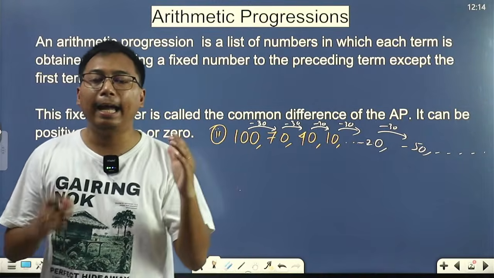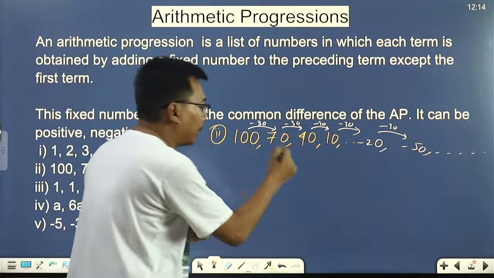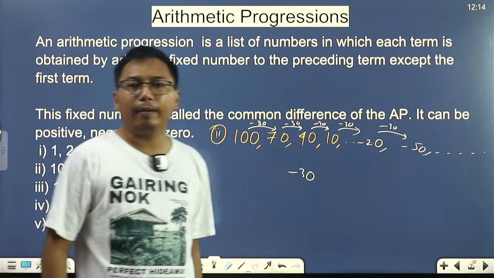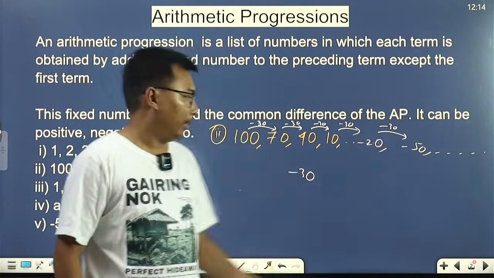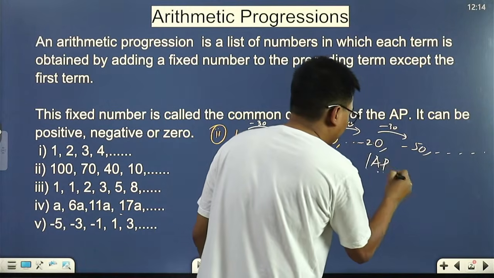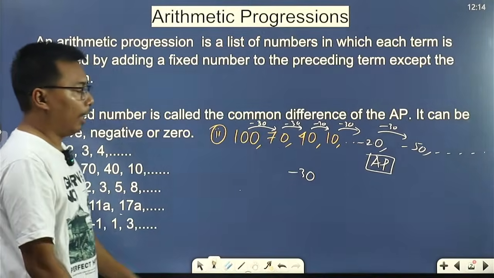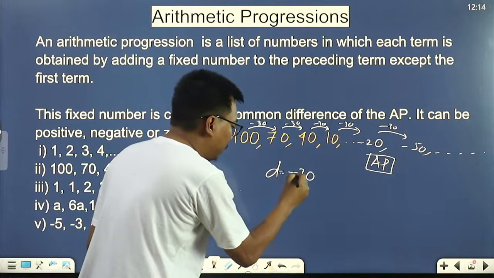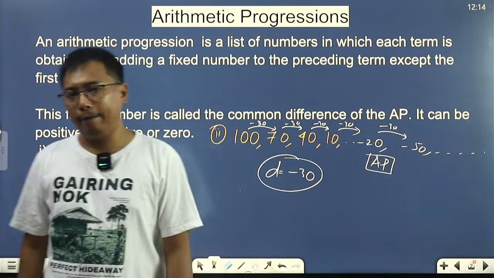of numbers has a common difference. And what is that common difference? Minus 30. These numbers are decreasing by 30, right? So it has a common difference, which means this is an AP. It is an AP. This given list of numbers is an AP. And what is the common difference? We represent the common difference by the letter D, which means D is equal to minus 30.